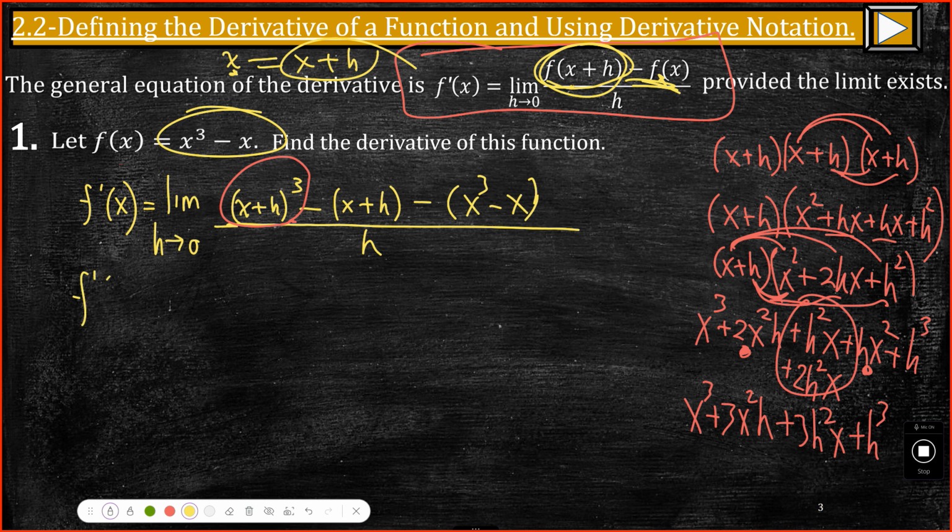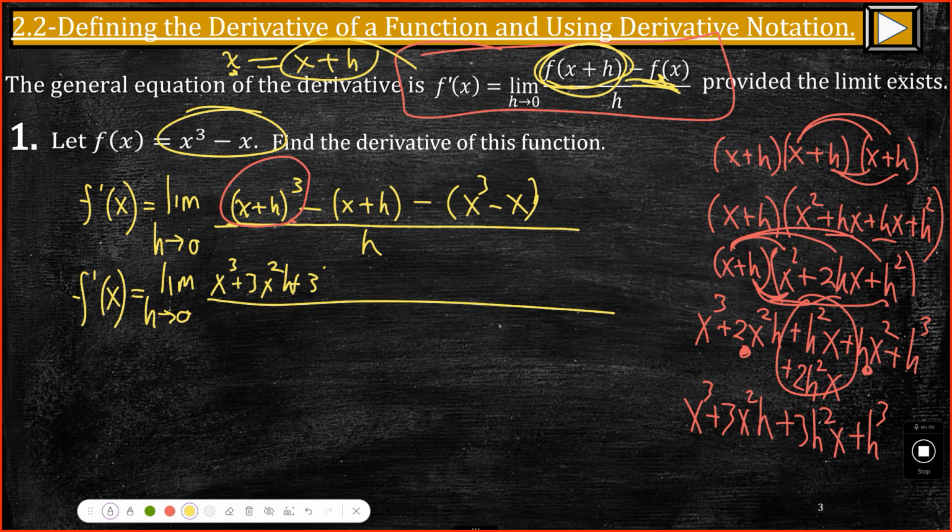So we got this f prime of x is going to equal the limit as h approaches 0 of x to the third. Let me bring that over there, plus 3x squared h plus 3h squared x plus h to the third. And now we can go ahead and distribute this in here. That would be minus x minus h. Distribute this over here.